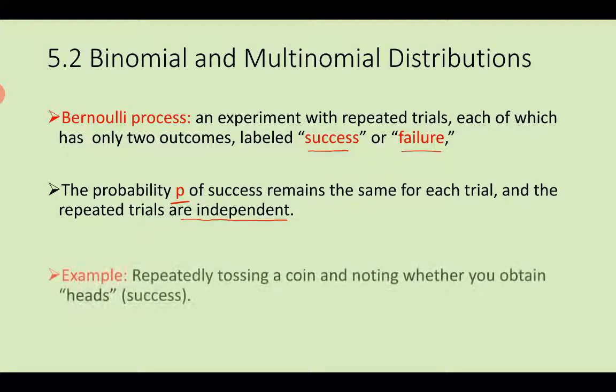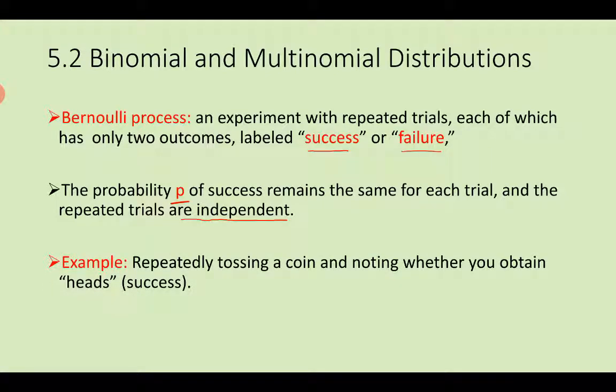What else? Repeatedly tossing a coin, where you decide your success is getting heads, and notice how many successes. What's the probability of success? Probability of success is here 1 over 2 for tossing a coin. Then the probability of failure, q, will be 1 minus p. If p is the probability of success, q is the probability of failure, and total probability should be 1. So subtract p from 1, you will get q.